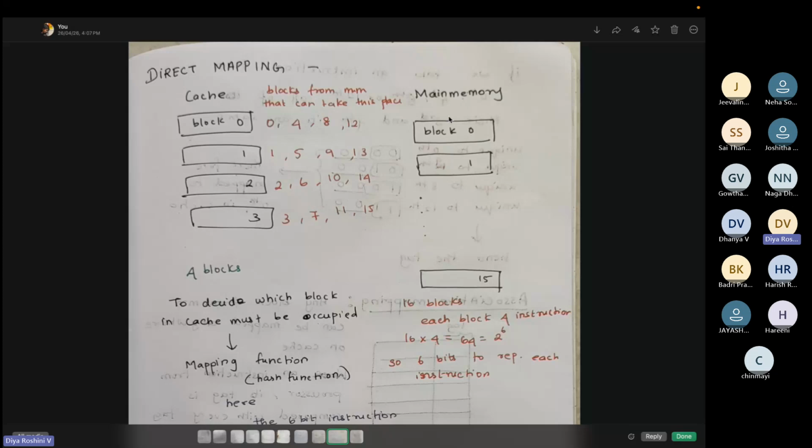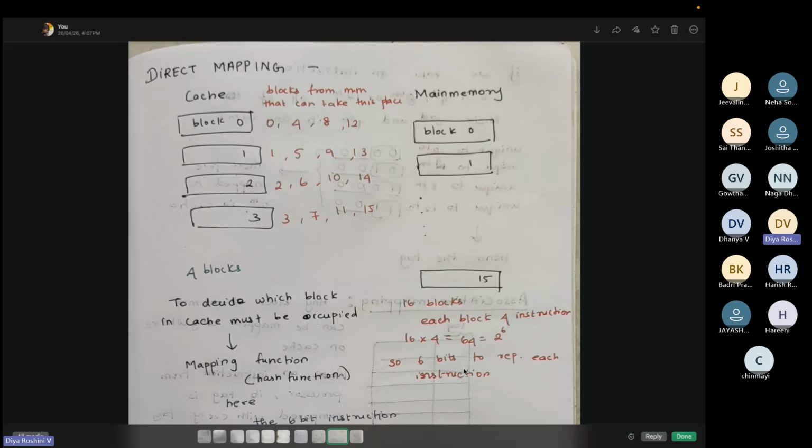We'll consider a main memory of 16 blocks, and each block has 4 instructions. So 16 into 4 is 64. We have 2 power 6 instructions basically. So since it's 2 power 6, each address will have 6 bits. Is this clear?